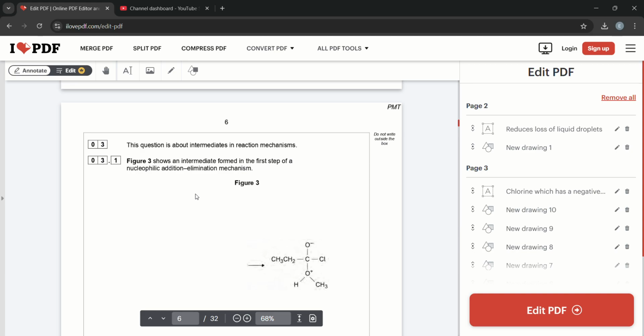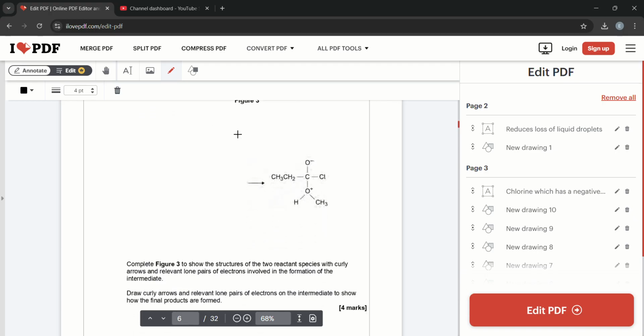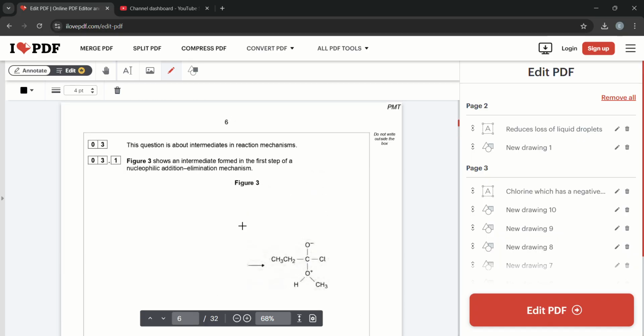Question 3. This question is about intermediates in reaction mechanisms. Figure 3 shows an intermediate formed in the first step of nucleophilic addition elimination mechanism. Complete figure 3 to show the reactants of two reactant species with curly arrows and relevant lone pairs of electrons involved in the formation of the intermediate.